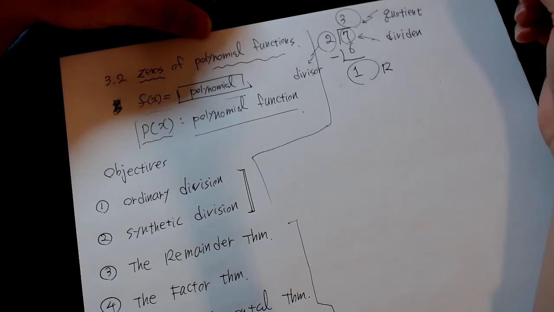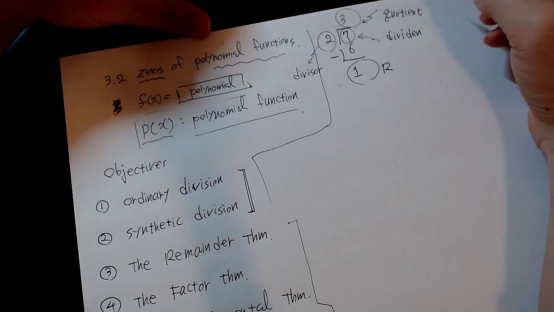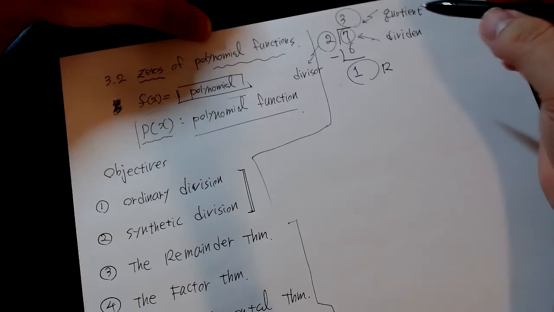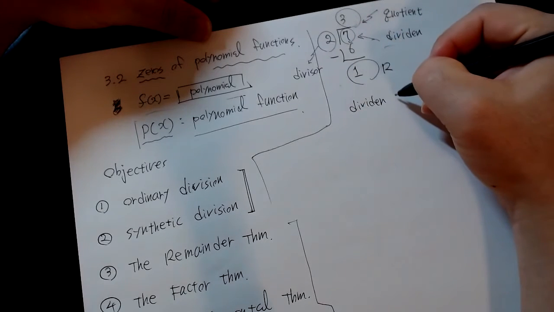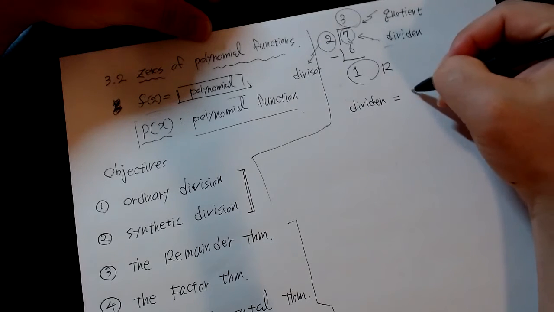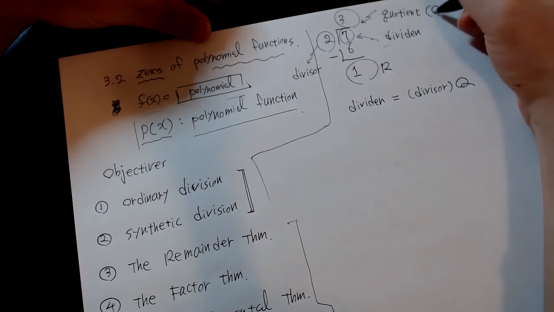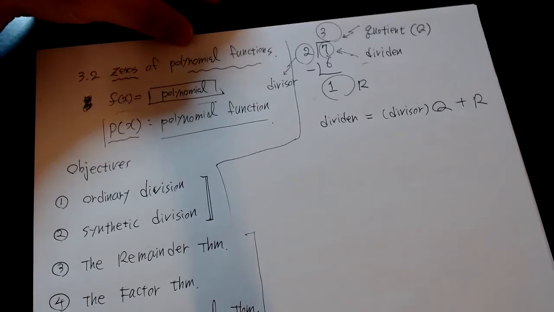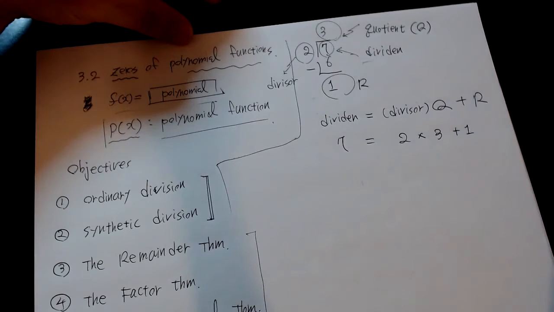So now we could express the dividend in terms of the divisor, quotient, and remainder. The dividend is equal to the divisor times the quotient, let me use the letter Q, plus the remainder R. It means that 7 is equal to 2 times 3 plus 1. We can say that, right?